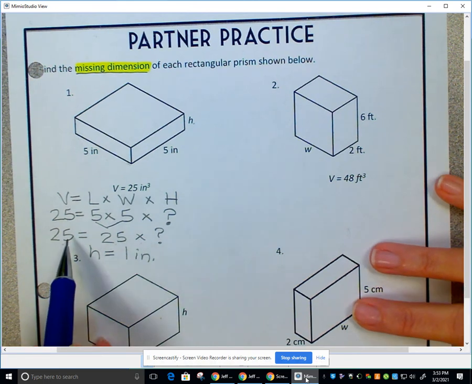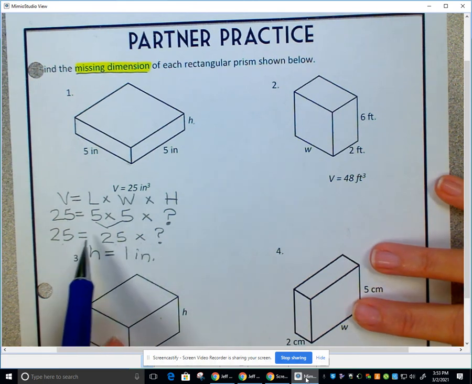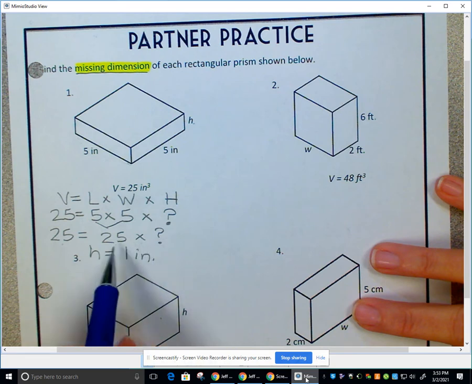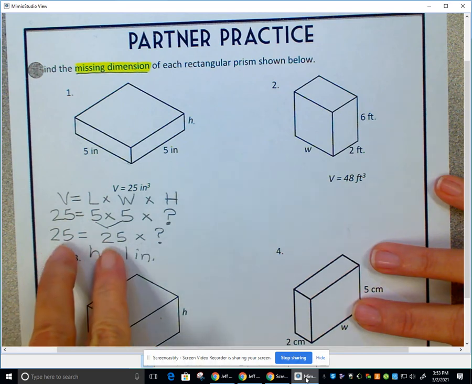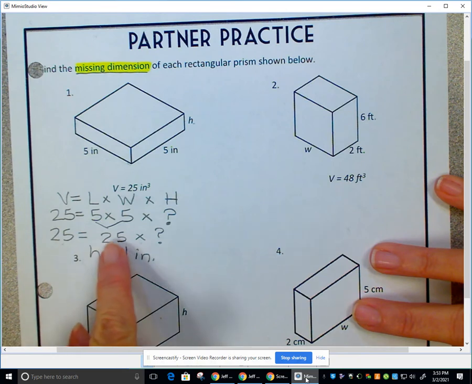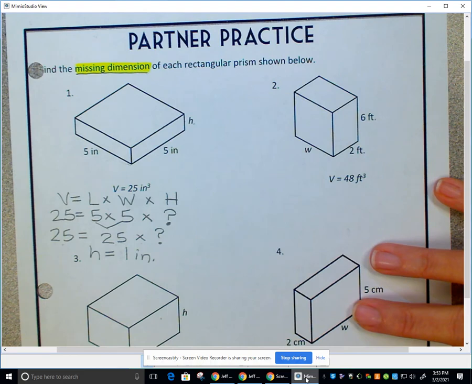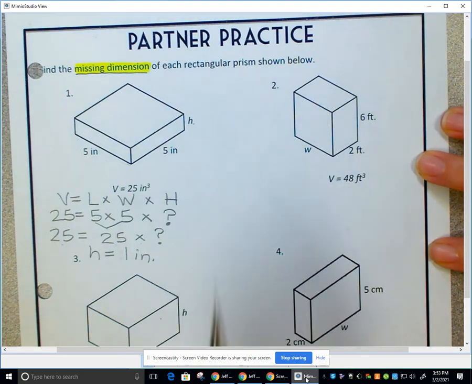Now, another way, let's just say these were larger numbers and you couldn't just look at that and tell immediately. What you could do is divide these. You could say 25 divided by 25, and that would give us 1. I'll do one in a few minutes to show you. Let's come to number 2.